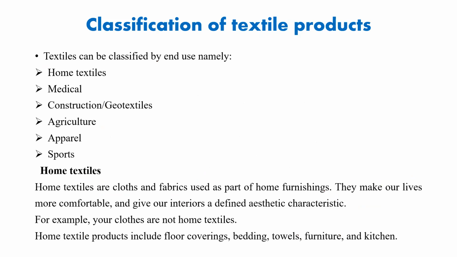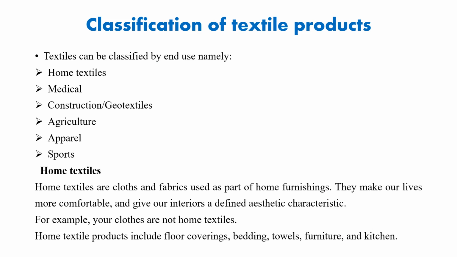So let's see the classification of textile products. Textiles can be classified by end use. So we have home textiles. What comes under home textiles? We have medical textiles for medical purposes, textiles for construction and geotextiles. We have textiles for agriculture, textiles for apparel, textiles for sports, and so many others. So home textiles. Which textiles come under home textiles?